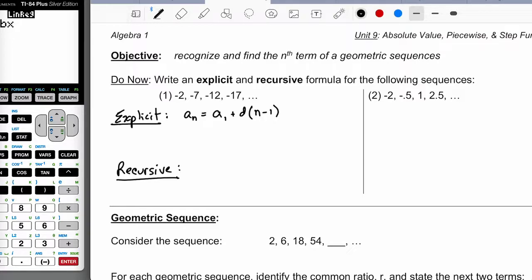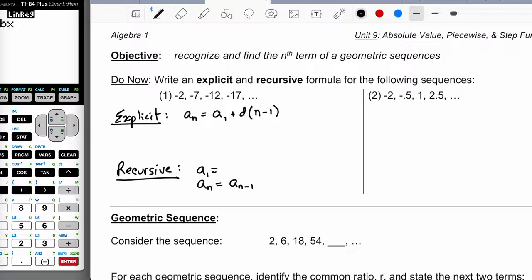All right. The recursive, that's going to accomplish the same thing, but it's structured a little bit differently. All right. So we need the A1 there. We need the relationship between any term in the sequence A sub n and any term that came before that value in the sequence. And then we need some statement of the domain.